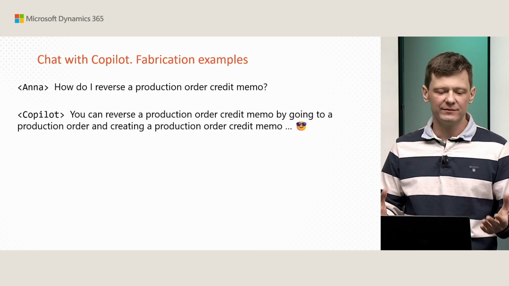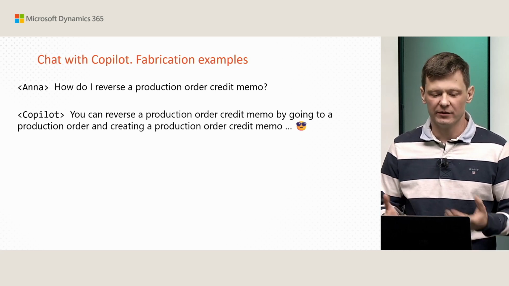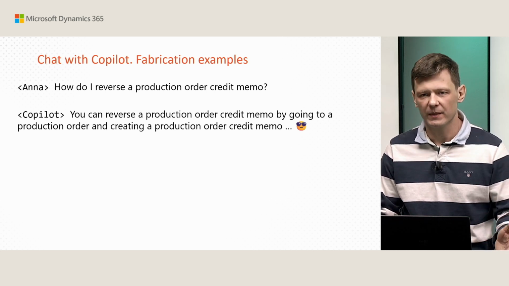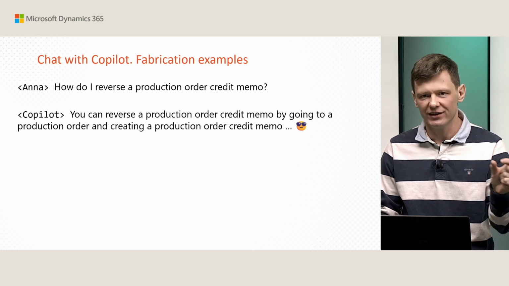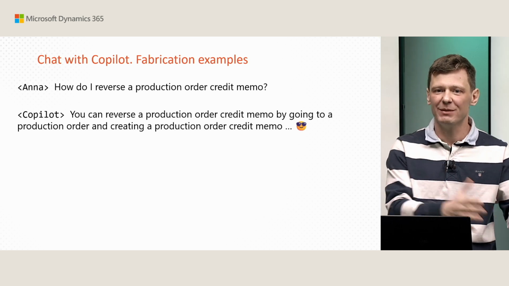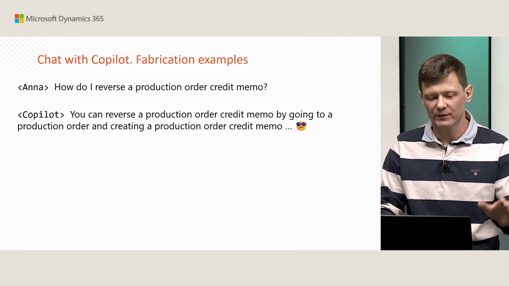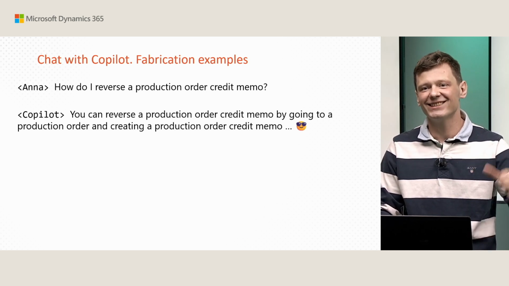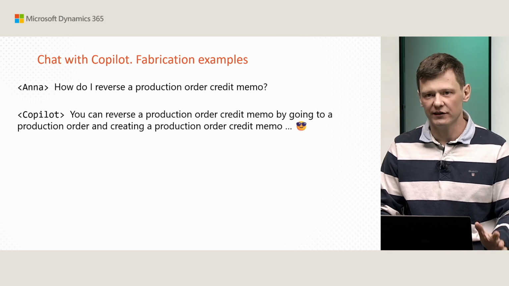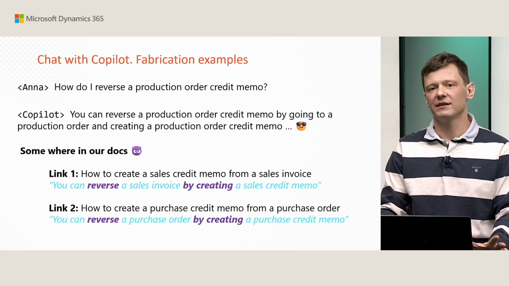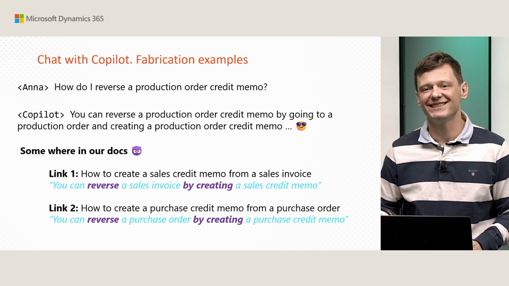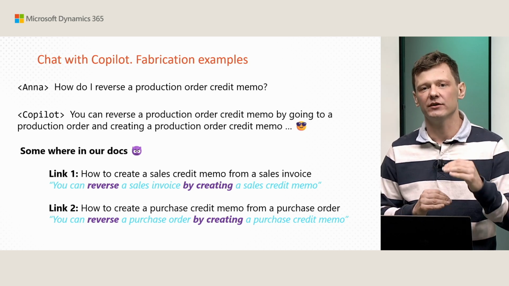So let's say we have Anna, who is a user, and she asks Chat with Copilot a question: how do I reverse a production order credit memo? Now, before you even comment that this wording doesn't make logical sense, because we don't have something called a production order credit memo, the Copilot will say, sure, you can definitely reverse a production order credit memo by going to this and doing that, which is absolutely nonsense. But the reason it behaves like that is that large language models are trained to respond statistically in the same way as the datasets they're trained on.